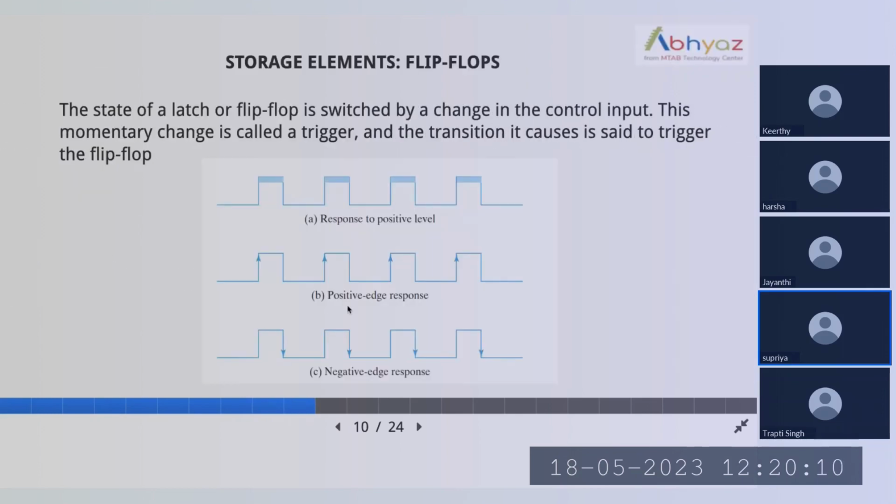Storage elements of flip-flops have a positive edge and a negative edge, because the flip-flop is also said to be edge triggered. That means when the clock transitions at the edge point, the flip-flop output is generated. The momentary change is called a trigger, and the transition it causes is said to be the triggered flip-flop. The response of the positive level is shown in A, and at the positive edge trigger, that is when the output is derived. Here at the negative edge, that is when the output is derived at the negative edge pulse.